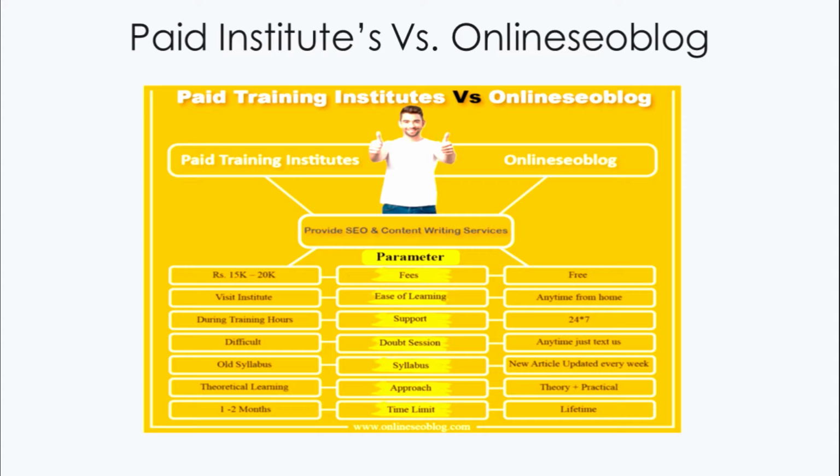Then I have made a small infographic presentation to show you the difference between paid institutes and Online SEO Blog. The first parameter is the fees. There is a big fee. This is the fee for SEO only, around 15k to 20k, and we are giving it for free.